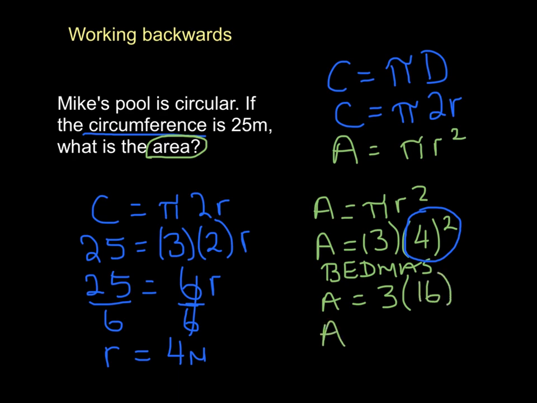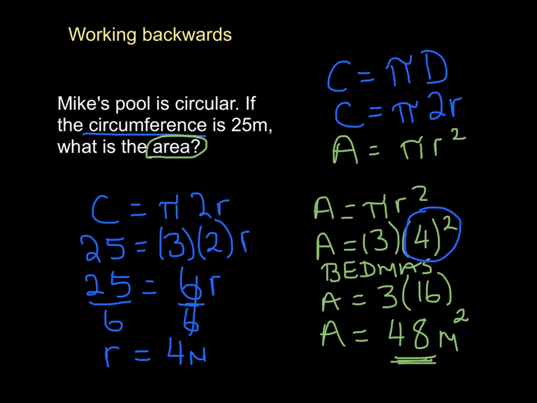And we'd find out that 3 times 16 is 48. So 48, we look at our units, and it's going to be meters squared. So always make sure you put your units in so we know we're talking about distance for radius, diameter, and circumference, or meters squared for our area. And that's a pretty big pool, 48 meters squared. I wish that was mine.